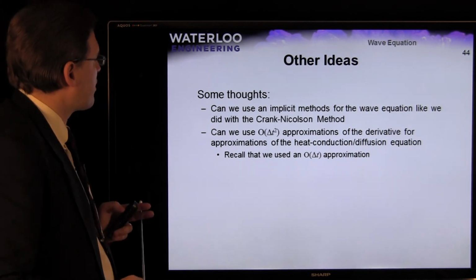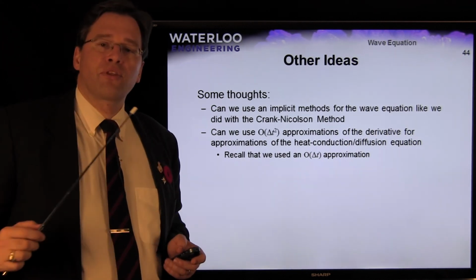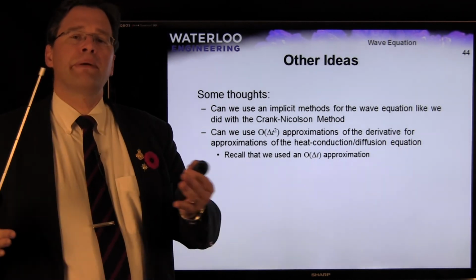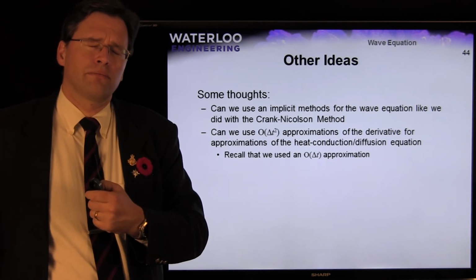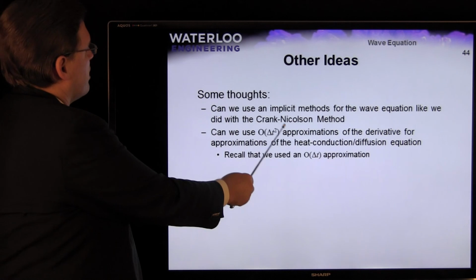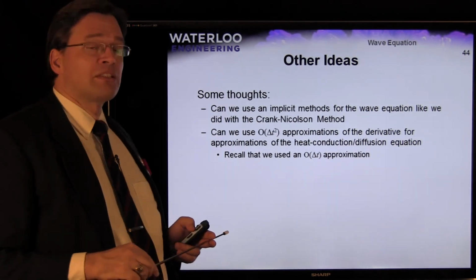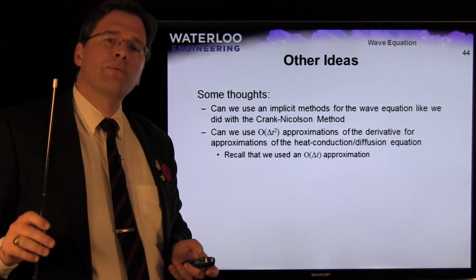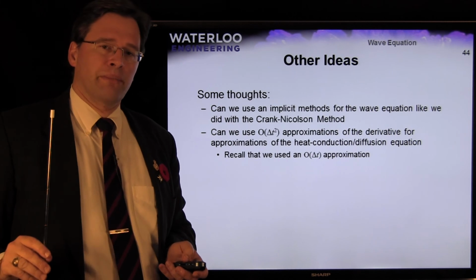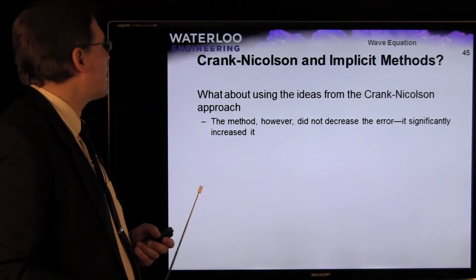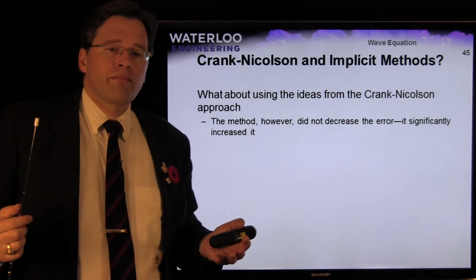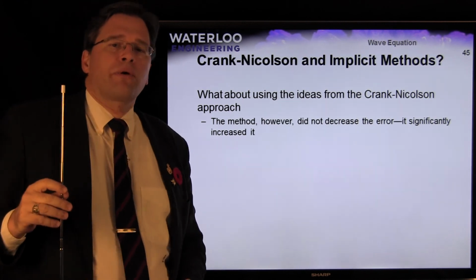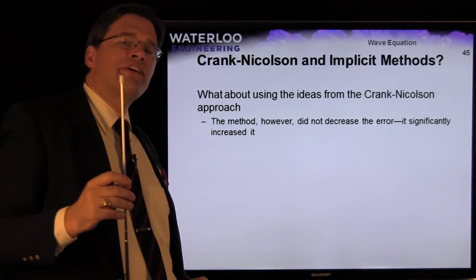Now, let's look at a few other ideas. Can we use implicit methods, like Crank-Nicolson as we did for the heat equation, with a wave equation? Similarly, can we use order delta t squared approximations for the derivative in the heat conduction diffusion equation? Because remember, there we used only big O of delta t approximations. As far as using an implicit method, I tried implementing Crank-Nicolson, and it fails to approximate a wave equation better. In fact, it introduces significantly more error.